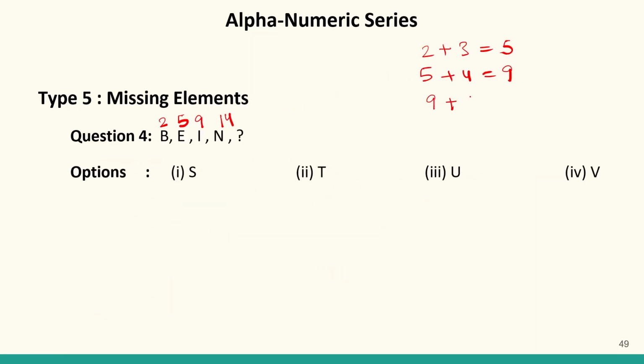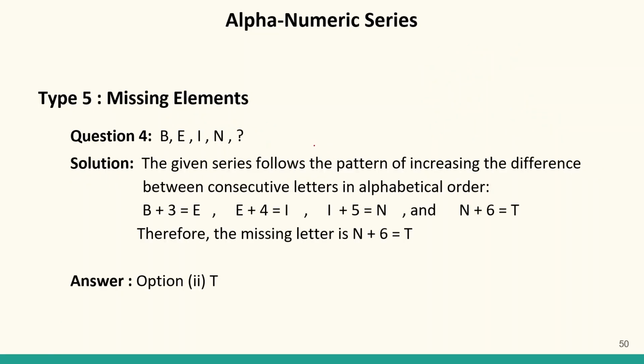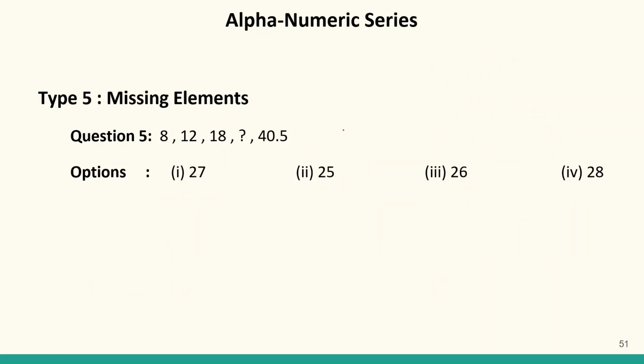9 plus how many positions? 5 positions will give us 14, right? So I can see it is increasing. So 14 plus 6 positions will give us the 20th position, and 20th position belongs to T. So our option will be option number 2, T. Okay. Now this one.